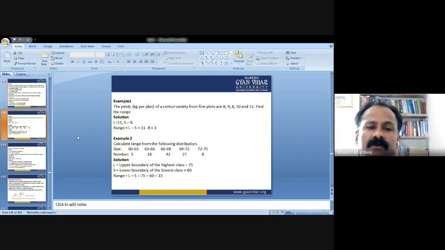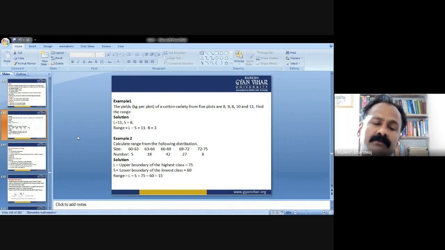Now, for class distribution type data, we had already discussed the second method of finding the range. The smallest class gives the smallest value, and the largest class gives the largest value. So the upper boundary of the highest class is 75, and the lower boundary of the lowest class is 60. So range is given as largest minus smallest. It comes out to be 15.